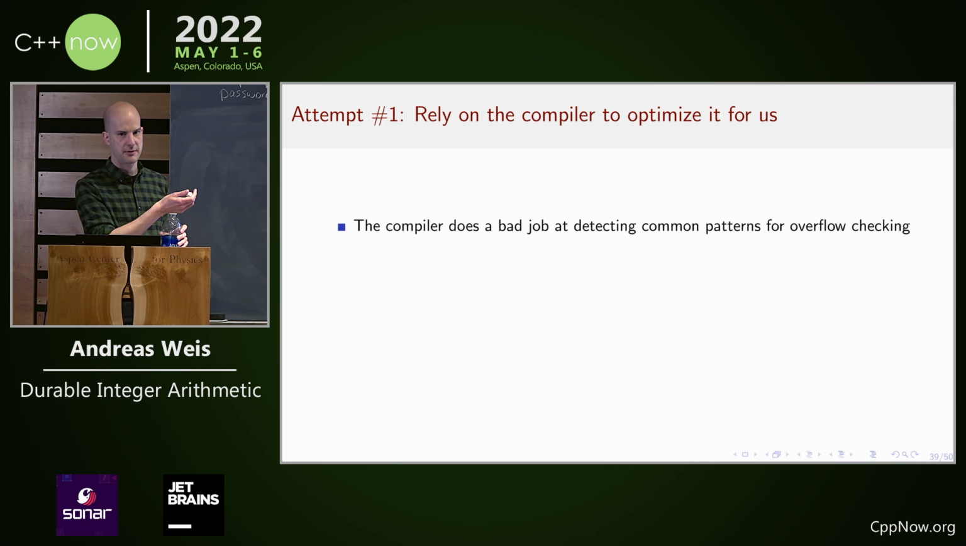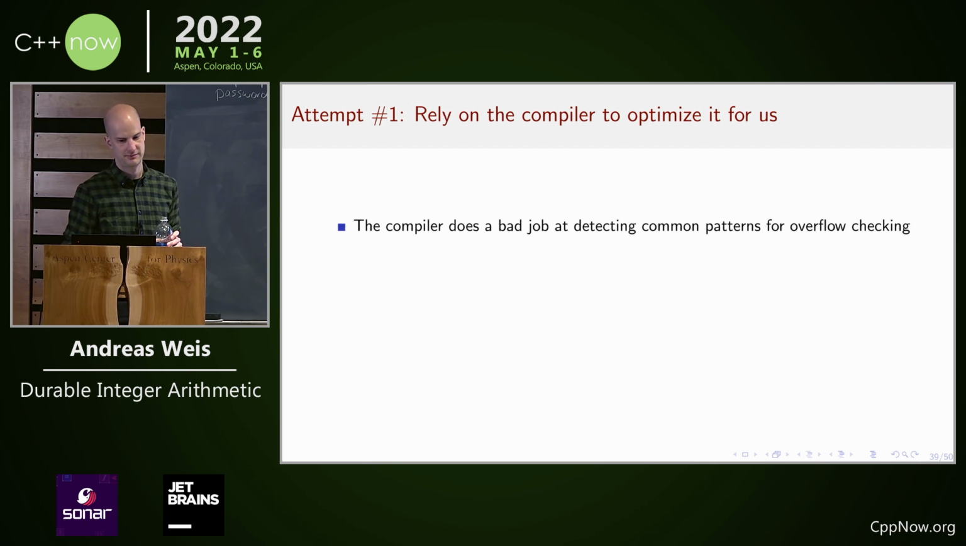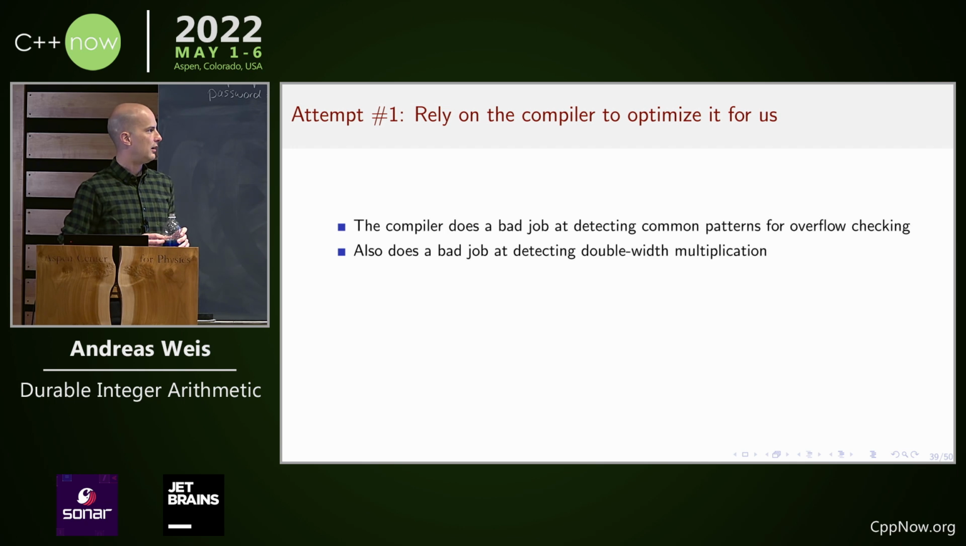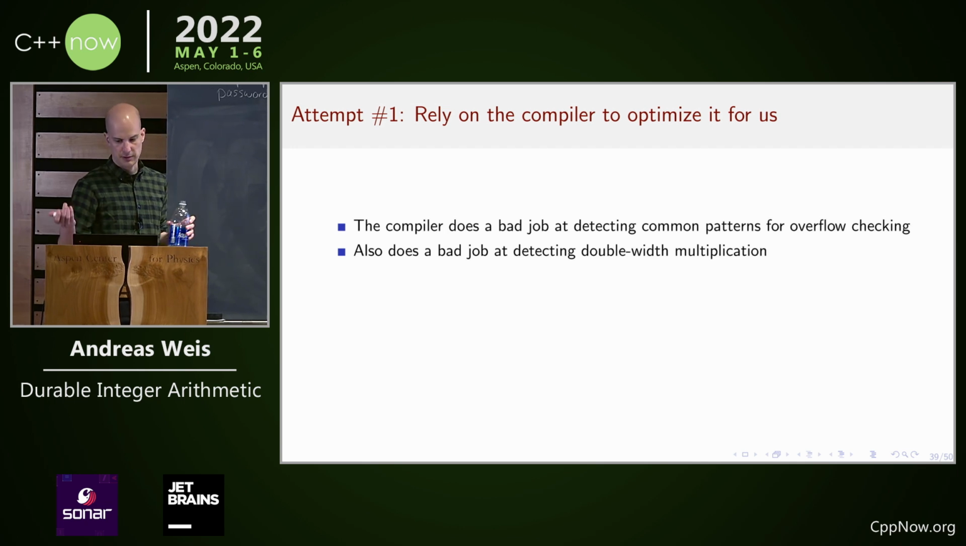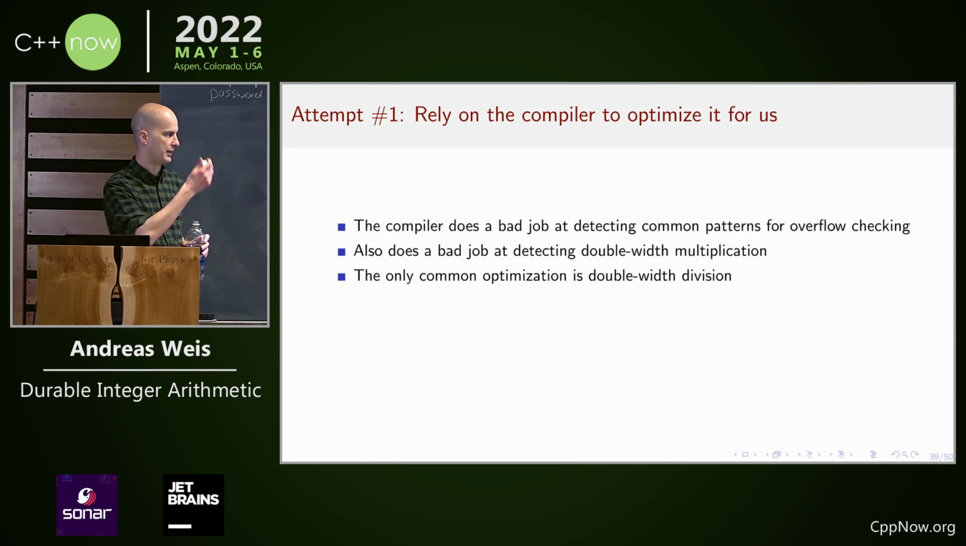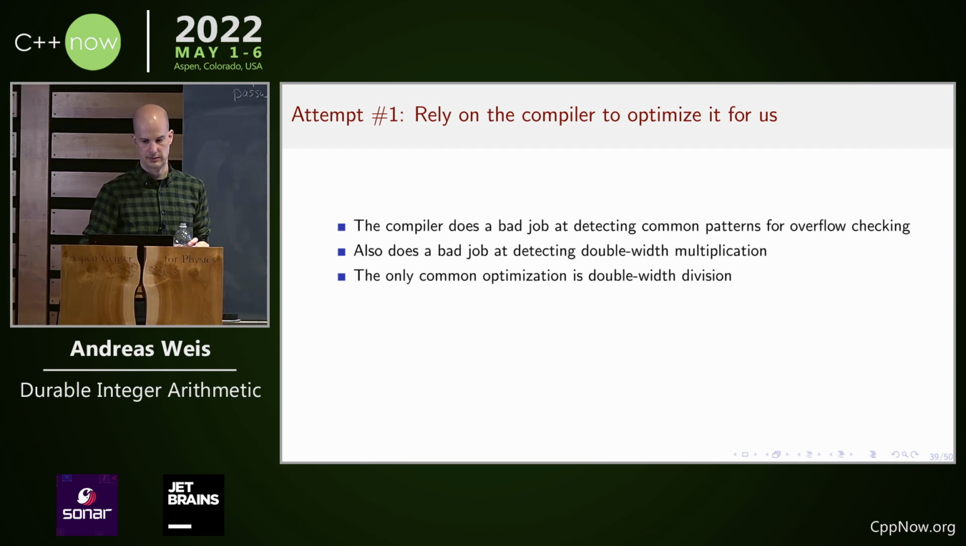And I don't blame the compiler for this. This code was way too complicated to detect this pattern, right? Please don't waste your time implementing this. It also cannot detect double with multiplication, at least I don't know how. And double with division is really the only one that it can do.